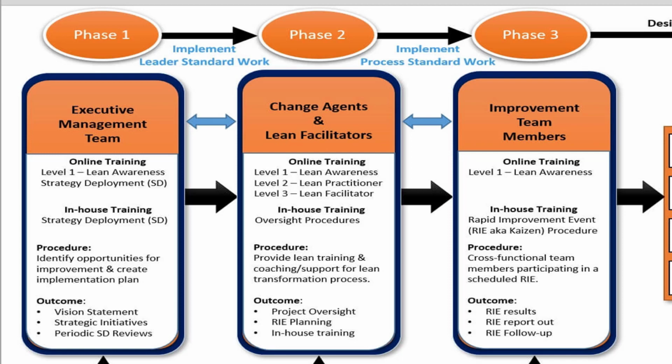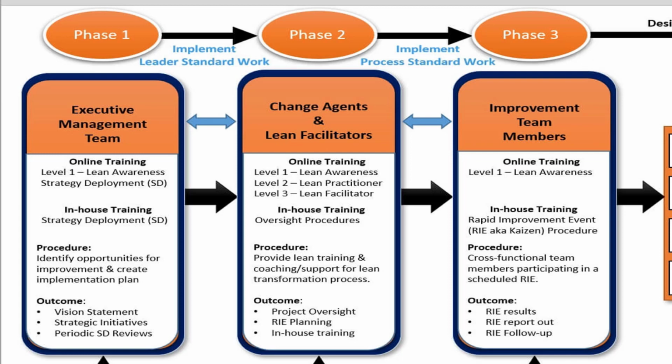So those can be done online. Training for the strategy deployment session is done in-house. So as you can see, there's a procedure there that basically says identify opportunities for improvement and create implementation plan. The outcome is a vision statement. There could be a mission statement as well, strategic initiatives or a list of them, and then periodic strategy deployment reviews, which would be something like monthly. Some companies do it bi-weekly.